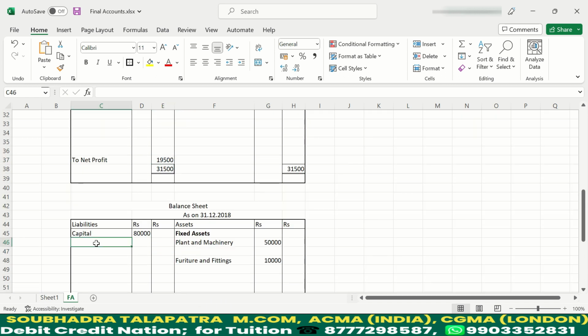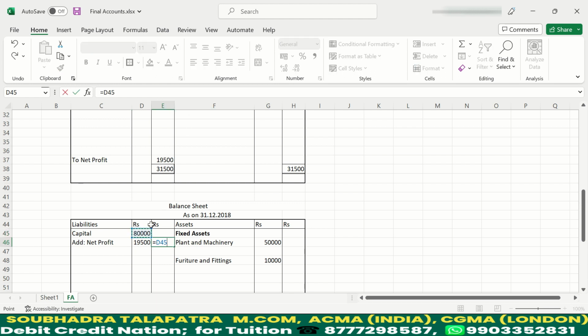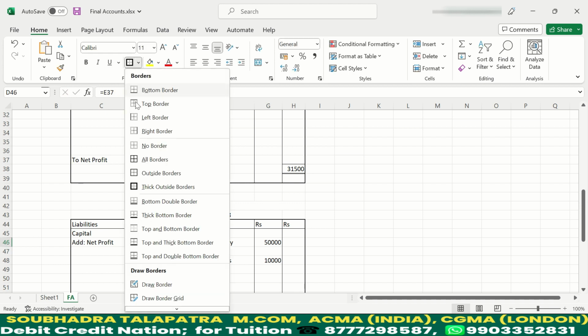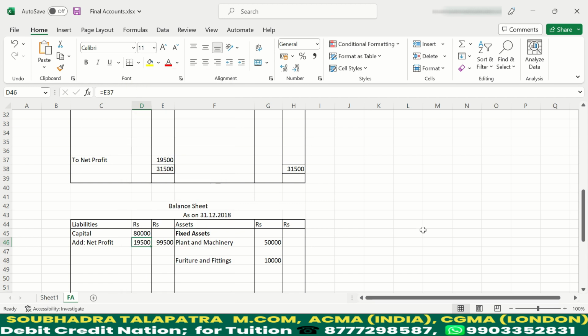So I'll add net profit, 19,500. Okay, and then I will add these two. So here I'm putting a formula of 80,000 plus 19,500, and I'm just putting a border here.